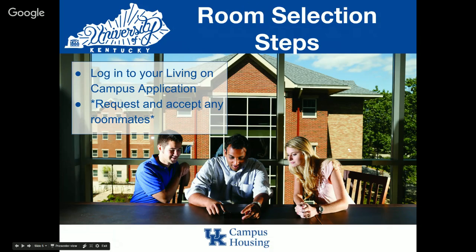First things first that you want to think about before you do this, you're going to want to request and accept any roommates. If you have a roommate that you would like to live with, and you know that you want to live with each other, you have to make sure that you've gone in your housing application, and you've both requested each other and mutually accepted each other. Otherwise, when you get to the room selection process, you won't have the opportunity to live with this particular person. So make sure that you get that done before starting.